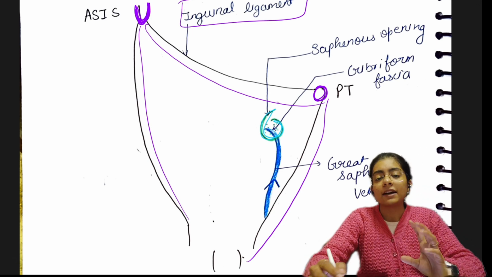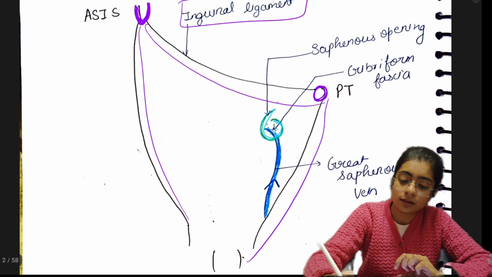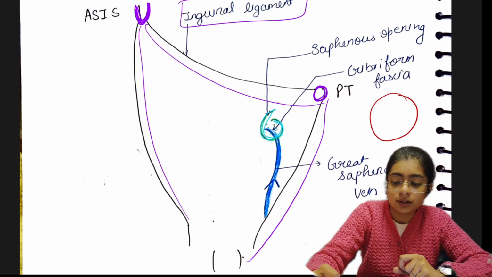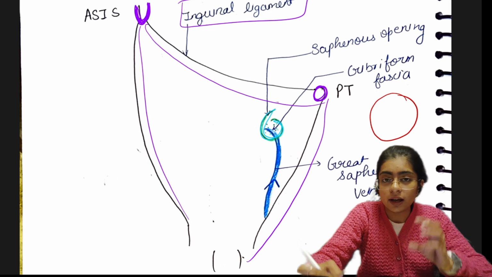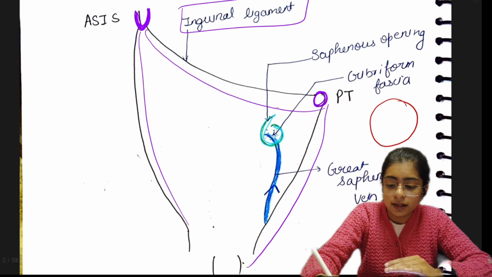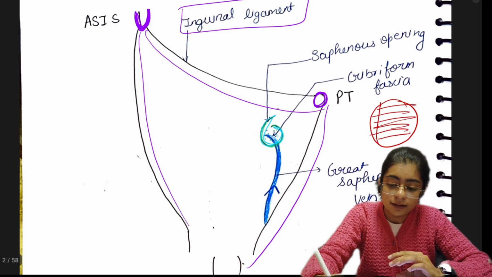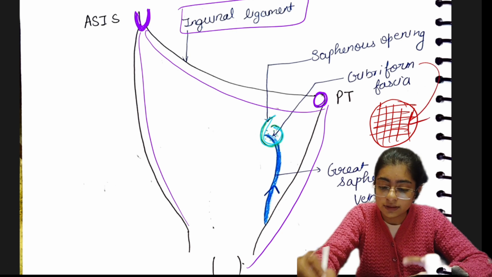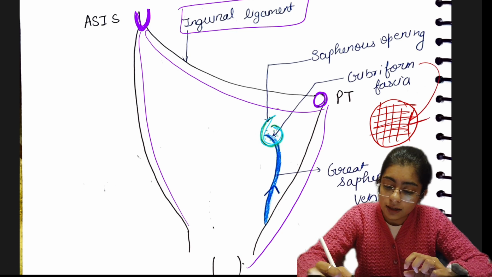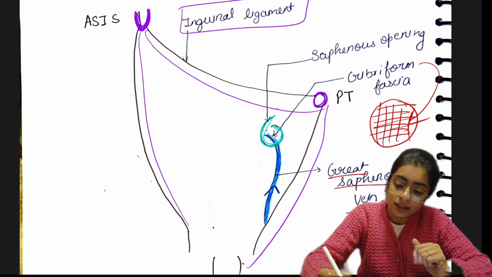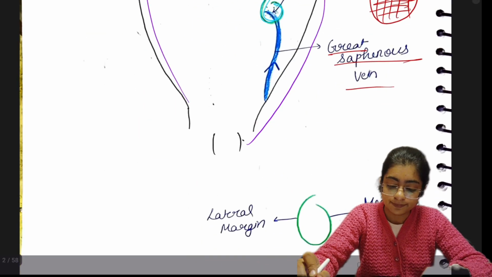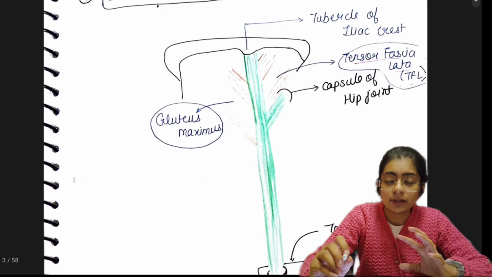If I have an opening, you can relate it to a chunni or a sieve. Every sieve has a net on it. That net is the cribriform fascia, with holes in it, like pierced. So this is the great saphenous vein, cribriform fascia, saphenous opening, inguinal ligament. Next is the iliotibial band.